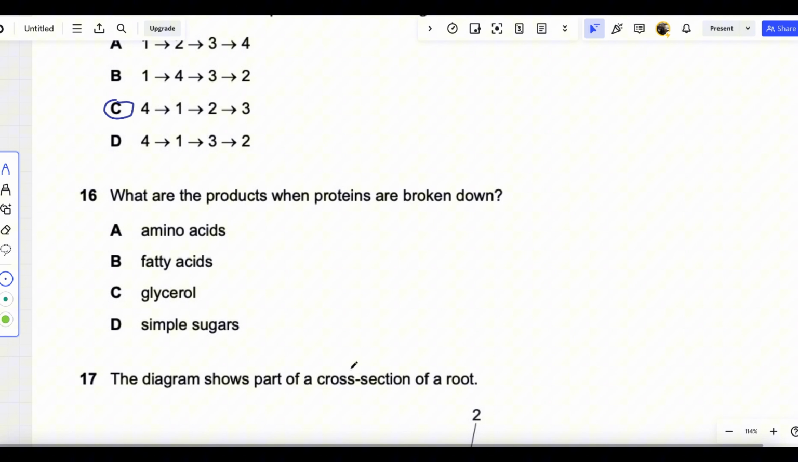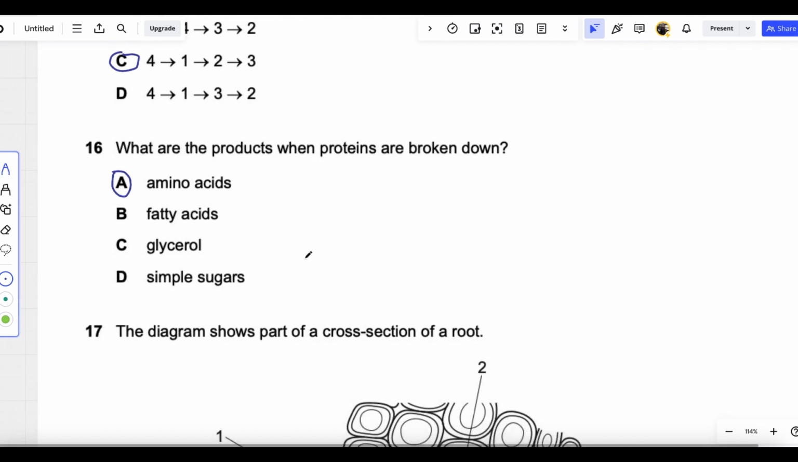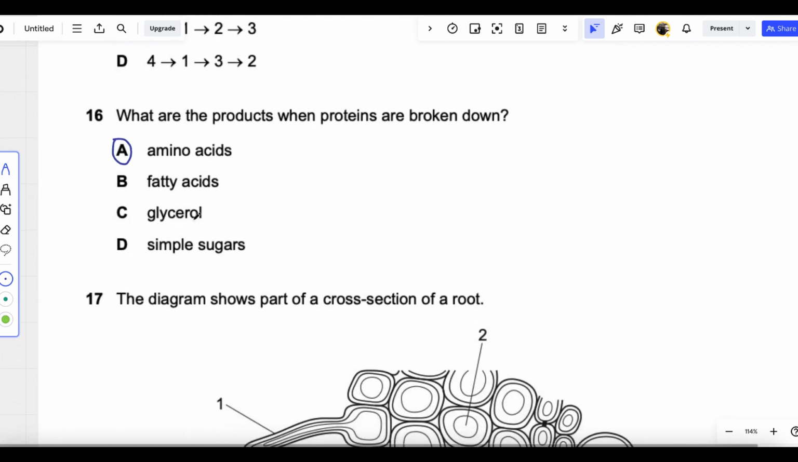Question number 16. For question number 16, we say, what are the products when proteins are broken down? You break down protein, you get amino acid, right? This is not a difficult question. Even some primary school kids can get this. When you break down protein, you get the smaller units of protein called amino acids. Okay? Fatty acids and glycerol are for fat. Simple sugars are for what? Carbohydrates. Right?